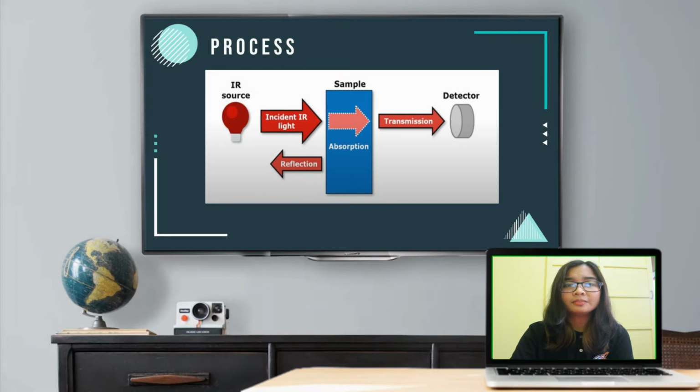In spectroscopy, the spectrum is being measured or determined. A source is needed to generate IR radiation. This would then be directed to the sample, where some of the light will be reflected and some will be absorbed by the sample. The light that will be transmitted, which is the one carrying the molecular information of the sample, will be sensed by the detector and converted into an electrical signal.